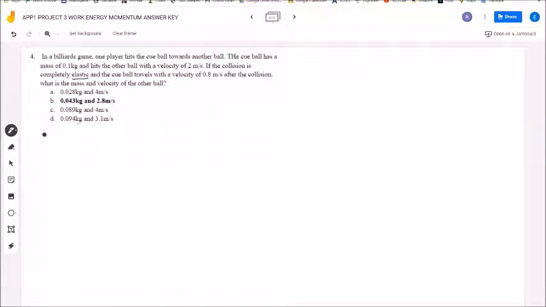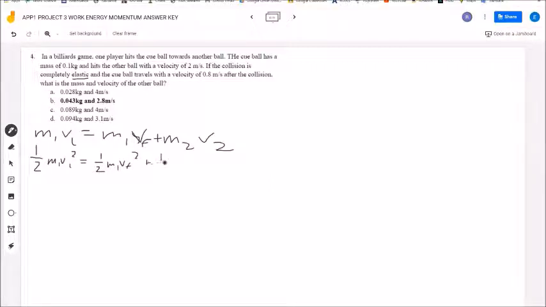So two important equations that we are going to need to use here are the conservation of momentum and the conservation of energy, which are m1 vi equals m1 vf plus m2 v2, and 1/2 m1 vi squared equals 1/2 m1 vf squared plus 1/2 m2 v2 squared, respectively.